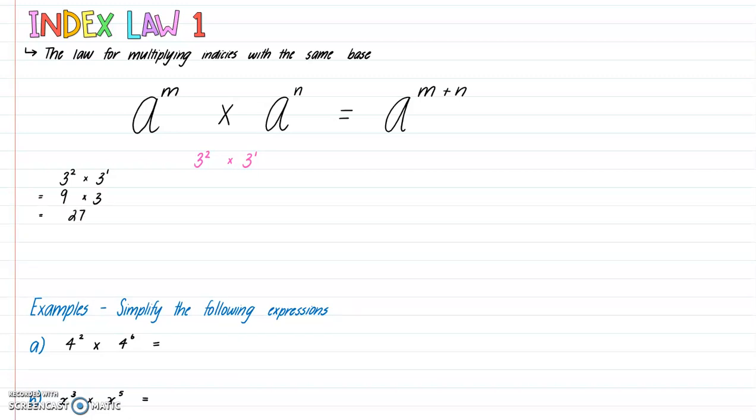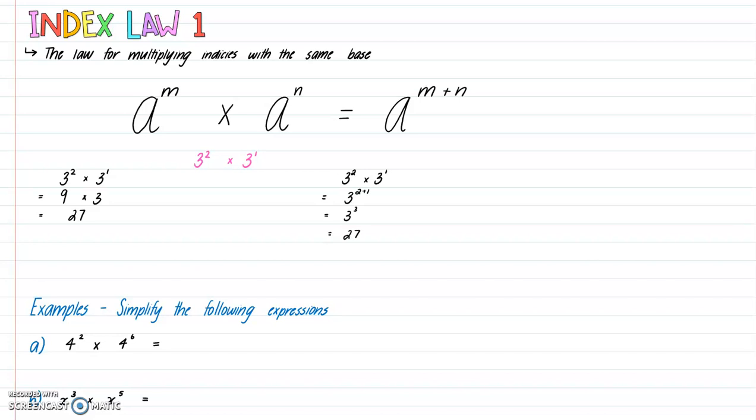So now let's have a go at the same question using this index law. 3 squared multiplied by 3 to the power of 1. Our index law tells us that if the bases are the same, we just add the exponents. So 3 to the power of 2 plus 1. That would be 3 to the power of 3, or 3 cubed, and 3 cubed is 27. So we've now proved that this law does work.